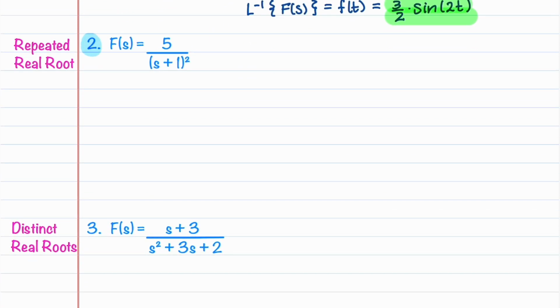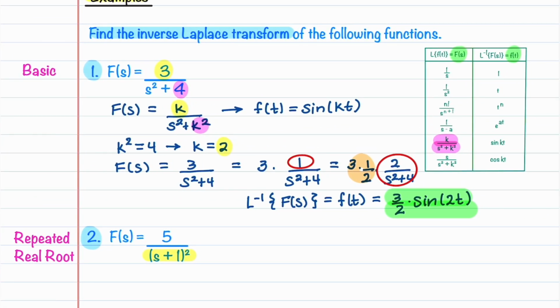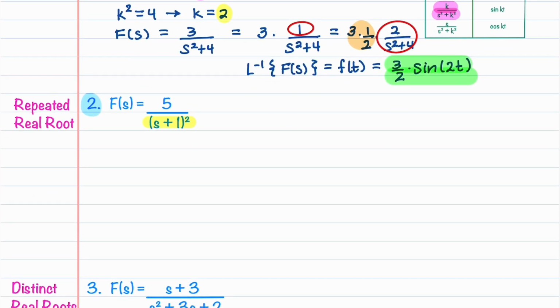Let's now look at our second example. We're going to find the inverse Laplace transform of 5 divided by the quantity s plus 1 squared. Here we have a squared linear factor in the denominator, and if we go back up here to the table, this looks similar to the table entry 1 divided by s squared. Let's write down the table entry. We have F of s is 1 divided by s squared, and the inverse Laplace transform of this is little f of t is equal to t.